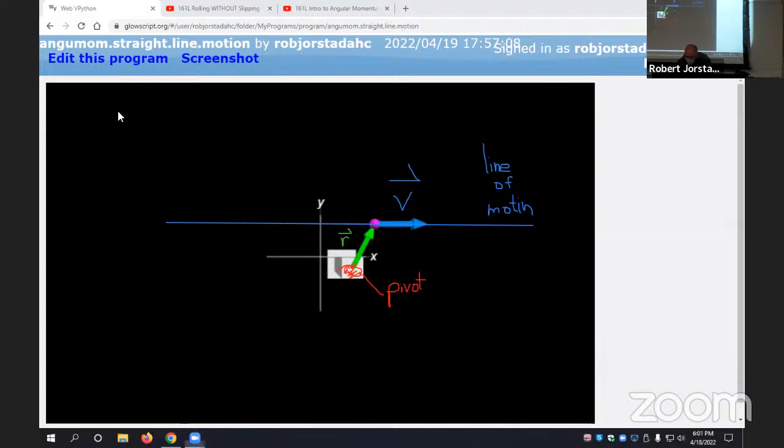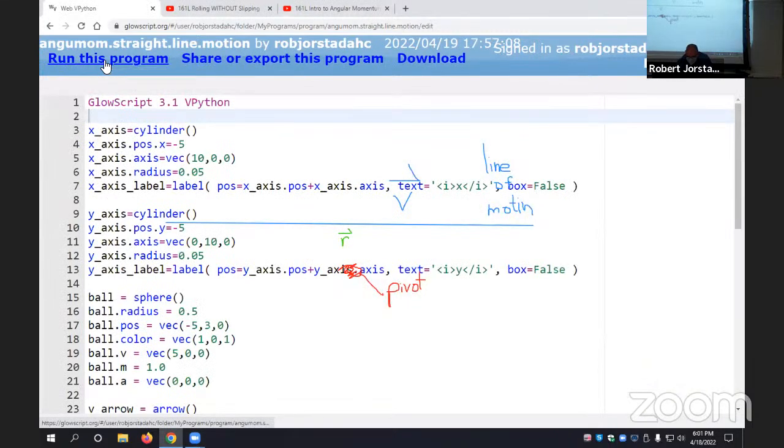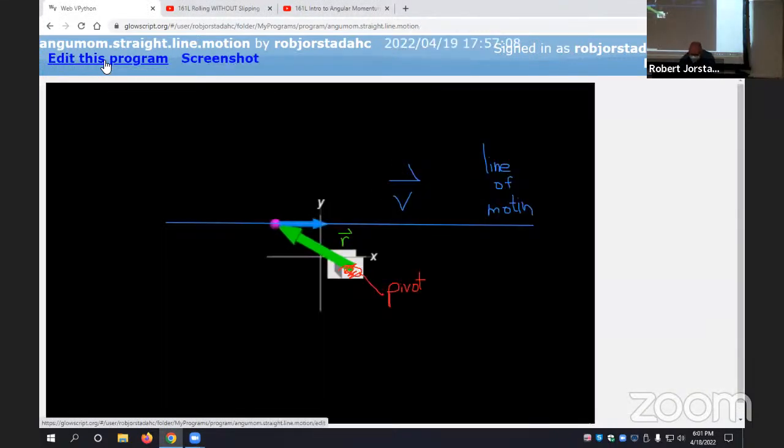Let me run this again so you can watch this. Notice the R vector is there. The velocity is along the line of motion. I didn't spell motion right. Oh my gosh. Whatever. There's an O in there now.